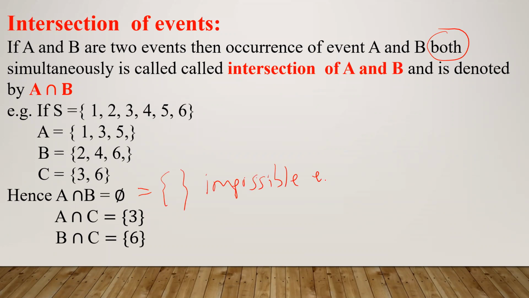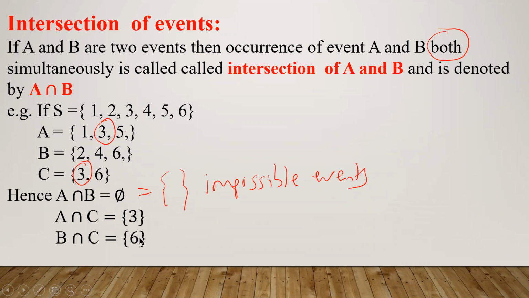Similarly, A intersection C. For A and C, we have to see what is there in both. It is 3. So when you roll a dice and 3 comes on the uppermost face, then you say that event A has occurred and event C has also occurred. So both the events have occurred. That means A intersection C has occurred. To write down the event A intersection C, we have written the sample points which are common to A as well as to C.